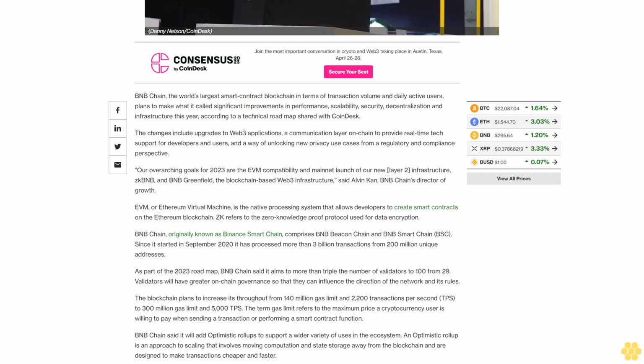The term gas limit refers to the maximum price a cryptocurrency user is willing to pay when sending a transaction or performing a smart contract function. BNB Chain said it will add optimistic rollups to support a wider variety of uses in the ecosystem. An optimistic rollup is an approach to scaling that involves moving computation and state storage away from the blockchain and are designed to make transactions cheaper and faster.